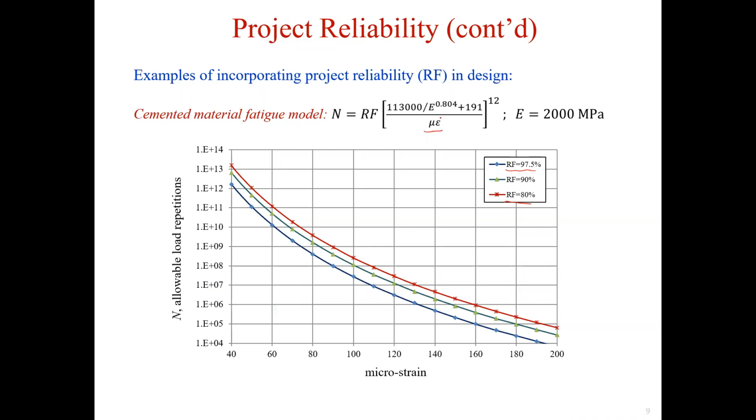We can see that for the same microstrain, the allowable number of load repetitions N increases with the decrease of the project reliability. So let's say for the same microstrain 100, the project reliability from the blue curve to the red curve gradually decreases. But then when we read from the vertical axis, the N actually increases.